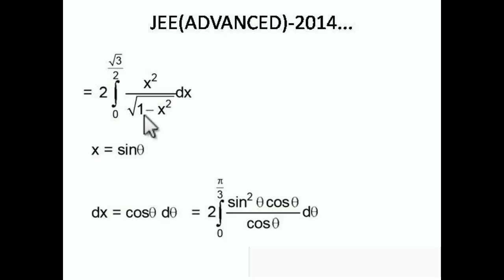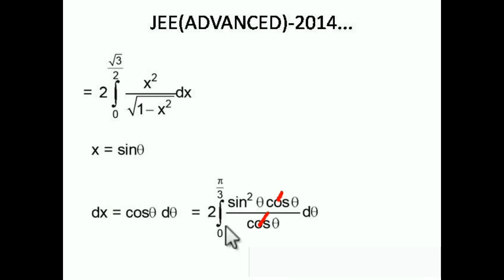Now as we know here 1 minus x square is there, so we have to take an assumption. Let's say x is equal to sine theta, so dx is equal to cos theta d theta. So here we have sine square theta, dx that means cos theta d theta, and root of 1 minus sine square, that is root of cos square, that is cos. Now this cos and this cos get cancelled out, so we are left with 2 integration 0 to pi by 3.